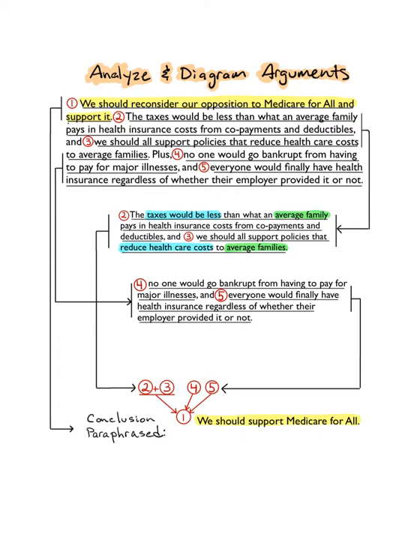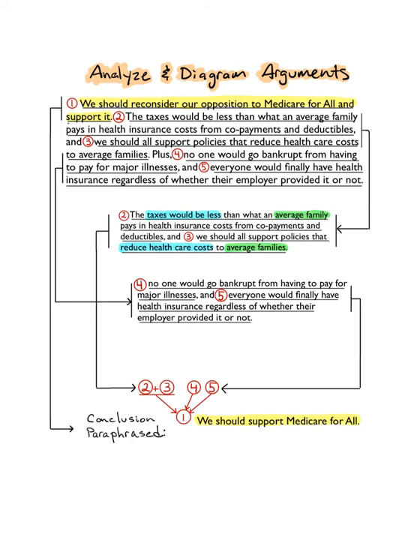So why are we doing this analysis and diagramming? One of the reasons is for the purposes of evaluating an argument. When we evaluate an argument, we're looking at whether or not the claims in the premises are in fact true and whether they're sufficient in supporting the conclusion. When we have claims that are linked together, like 2 and 3, both of these have to be true to support the conclusion. So if it turns out that Medicare for all taxes would actually not be less than what people already pay in health insurance costs and copayments, then that whole section fails to support 1.